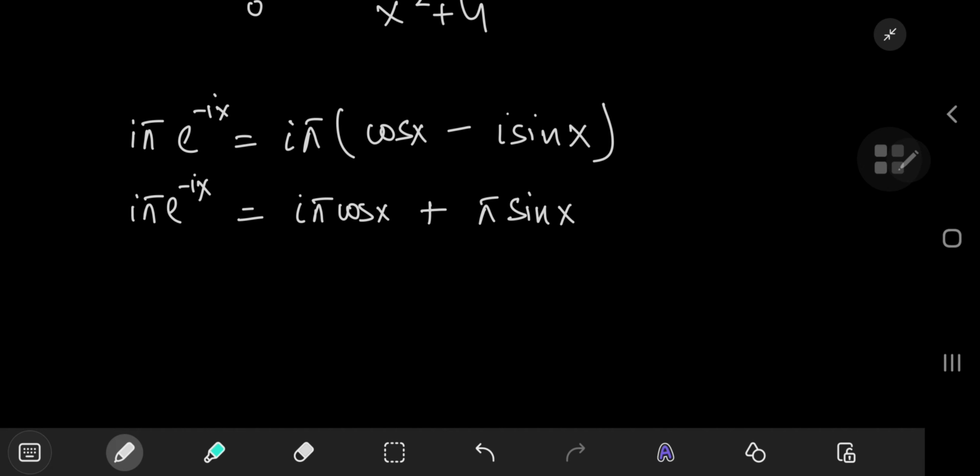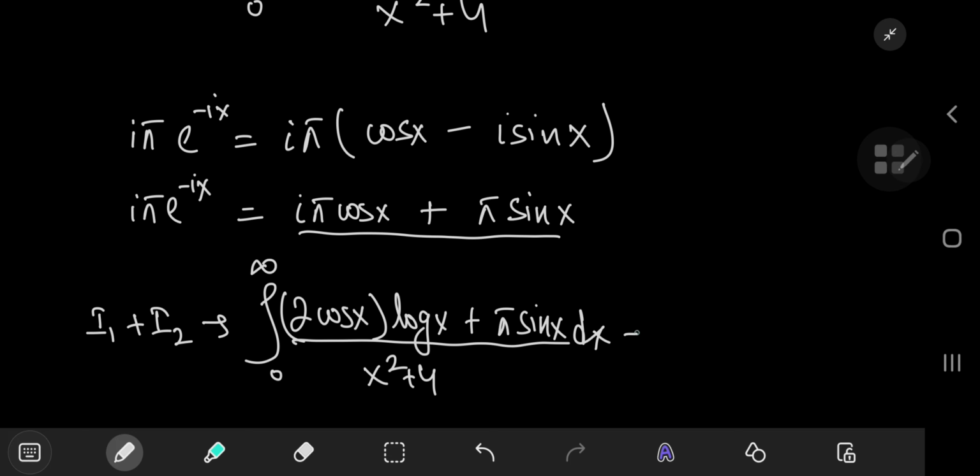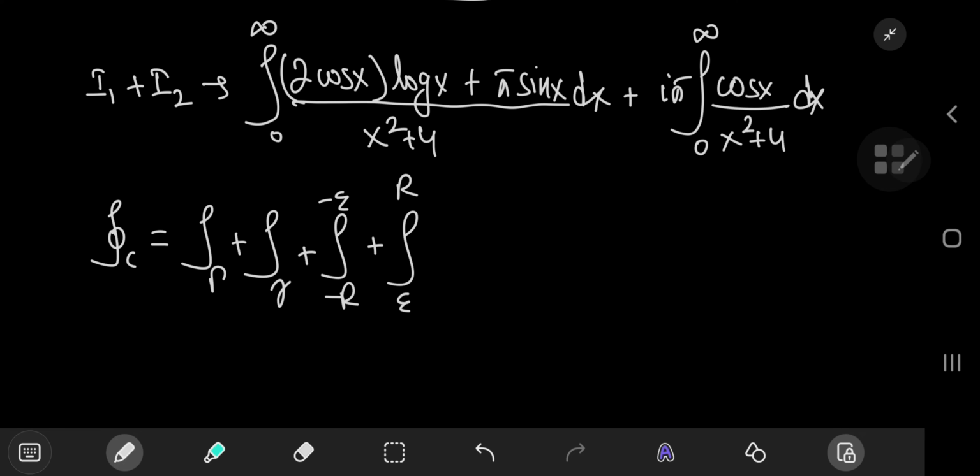Okay, cool. That means I sub 1 plus I sub 2 approaches the integral from 0 to infinity of twice the cosine of x times log x plus all of this junk here. That's pi times sine x divided by x squared plus 4 dx. And I'm going to separate this imaginary part here. We have i times pi times the integral from 0 to infinity of the cosine of x divided by x squared plus 4 dx. That was extremely cool. So we can replace the sum of these two integrals by our target integral I.